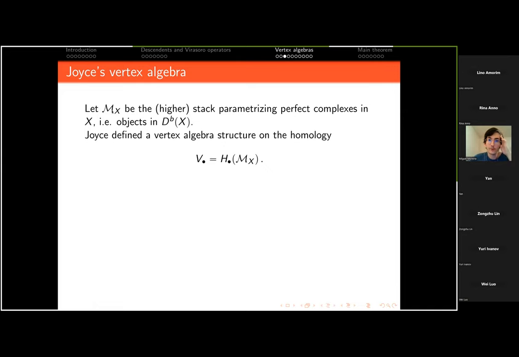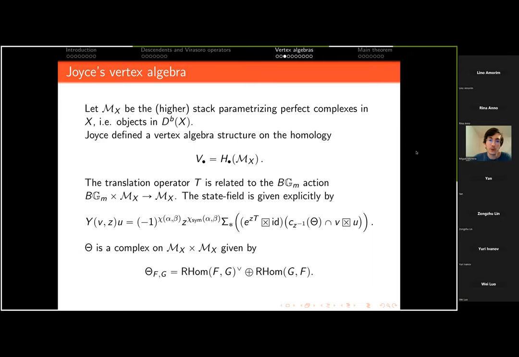So we consider the stack MX that parameterizes all the perfect complexes in X, so objects in the derived category. And what Joyce does is he defines a vertex algebra structure on the homology of this stack. Which homology? Sorry, what kind of homology? Not Borel-Moore.